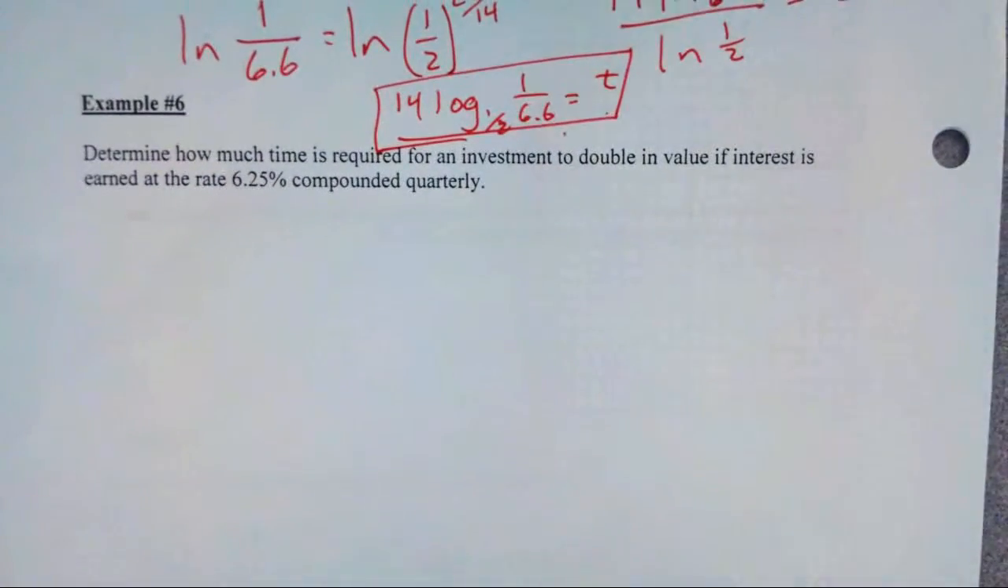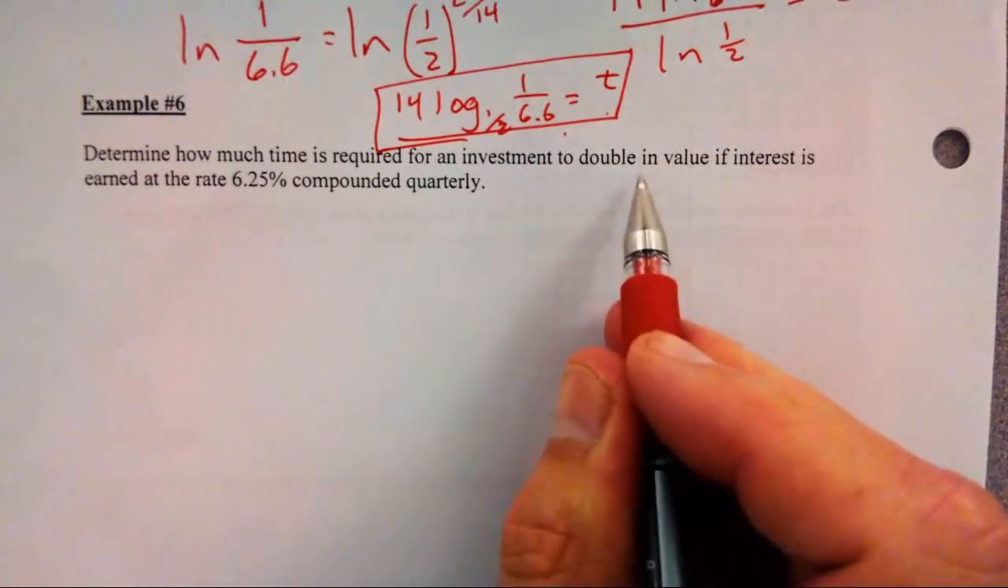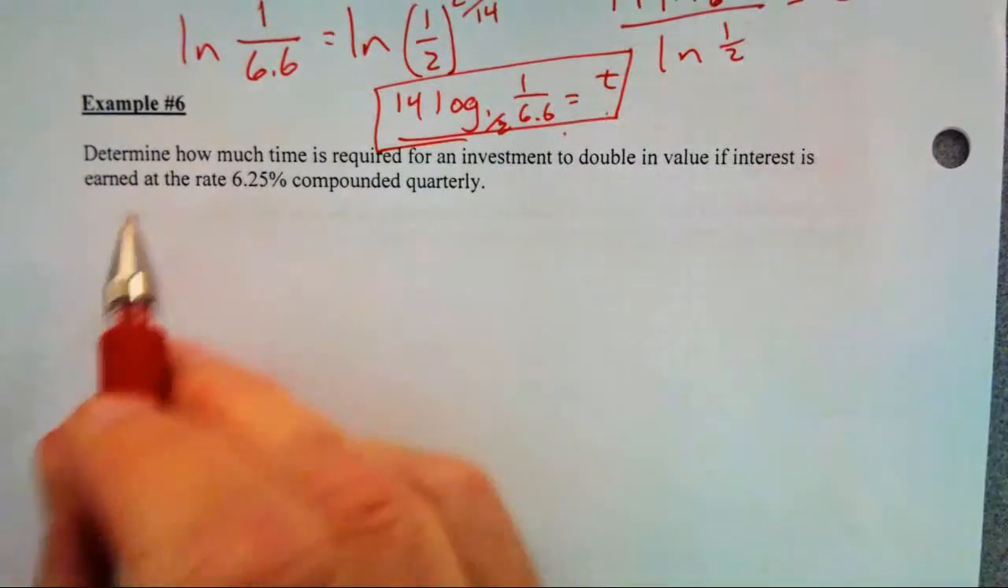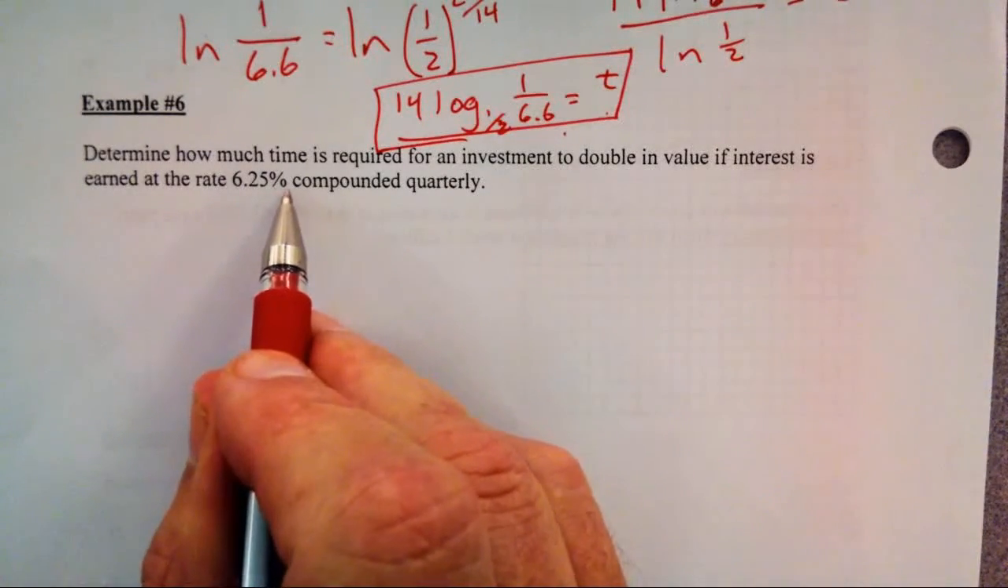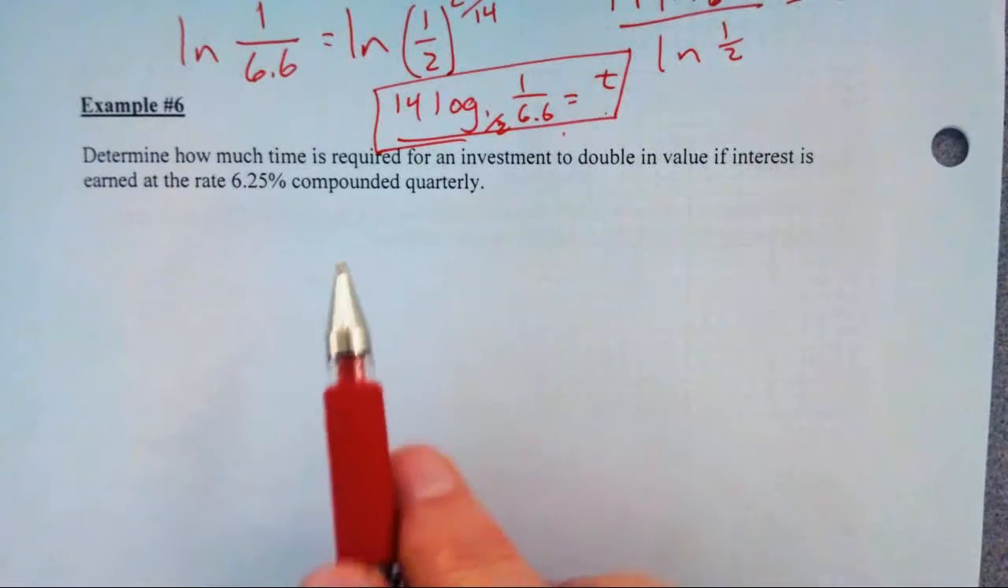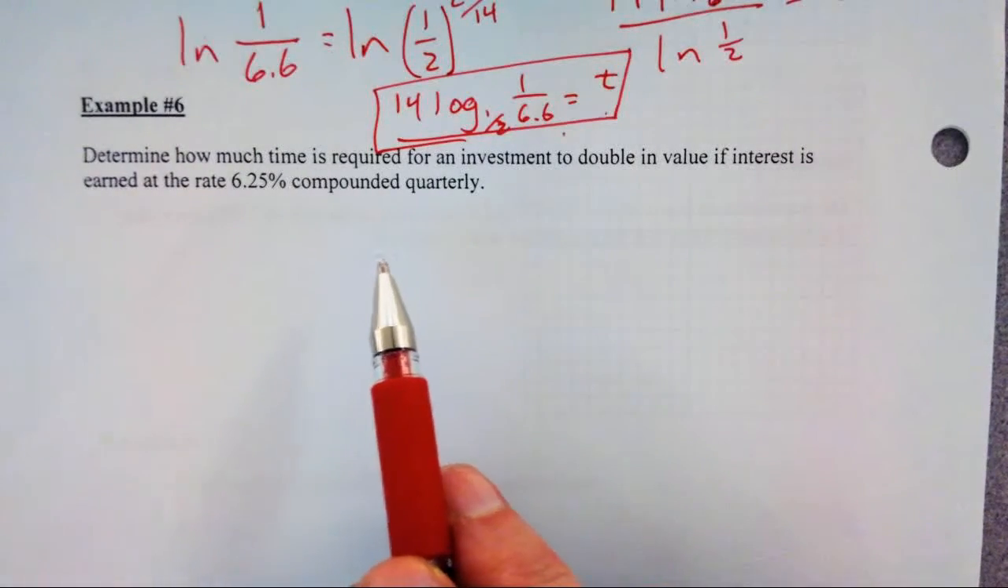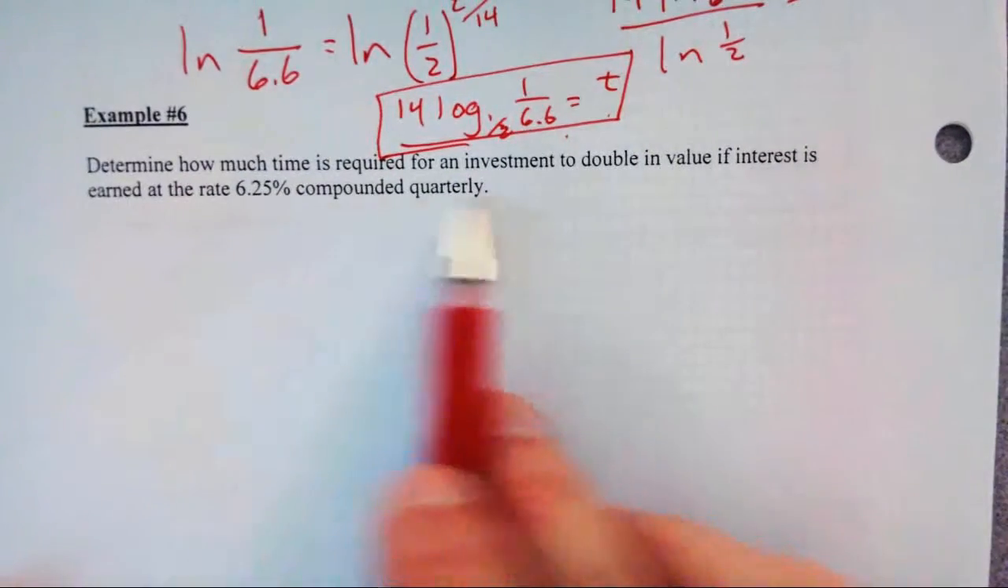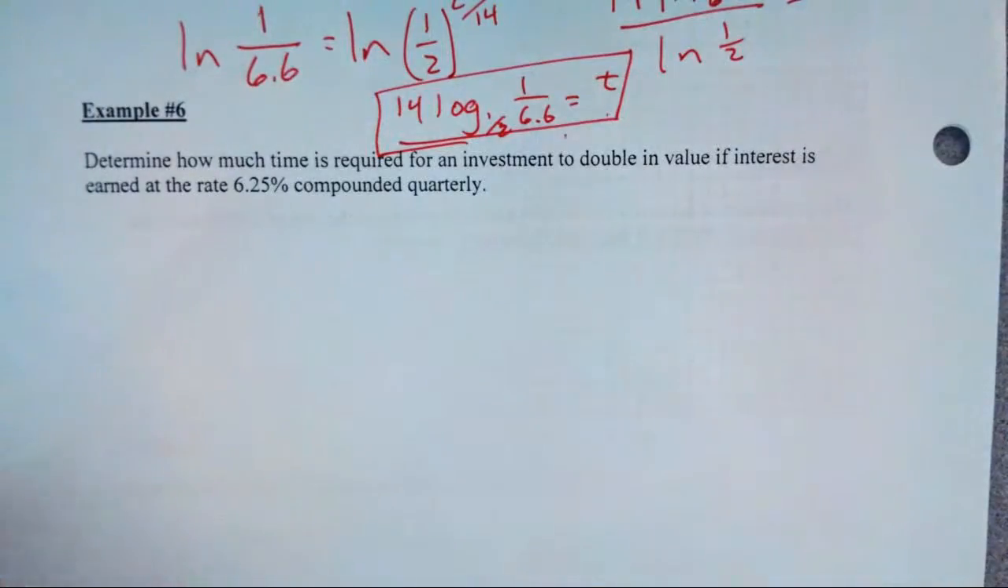Okay, number 6. Determine how much time is required for an investment to double in value if interest is earned at 6.25% compounded quarterly. That doesn't mean every 3 months I get 6.25%. Here's another formula I believe should make sense. The one we might not make sense out of is continuous: amount equals P e to the RT. But compoundings should make sense to us.